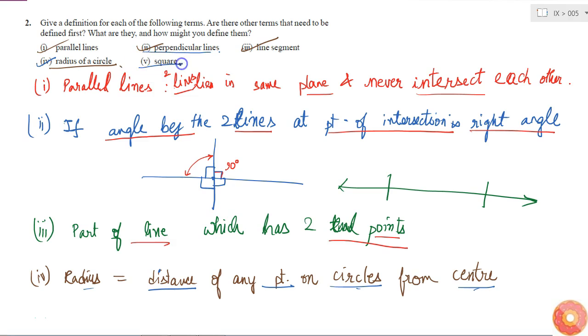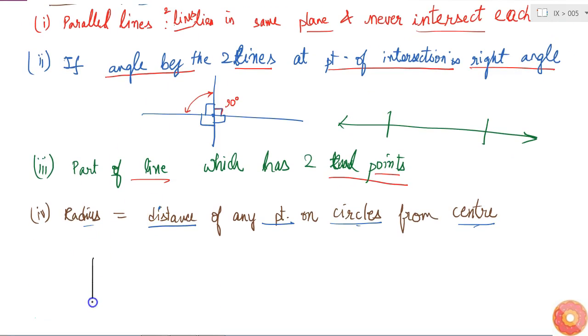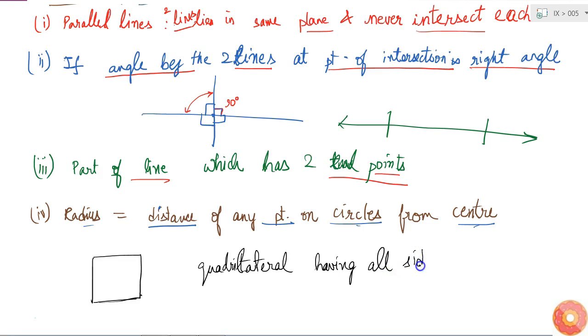Similarly, you can do the fifth part. What is a square? If you want to define a square, I can simply define it as a quadrilateral having all sides equal and all angles 90 degrees. So this is the simplest I feel. You can define it in many other ways using parallelograms, rhombus and so on, but that requires definition of many other terms. So this is the simplest I feel, and all angles are equal to right angles.